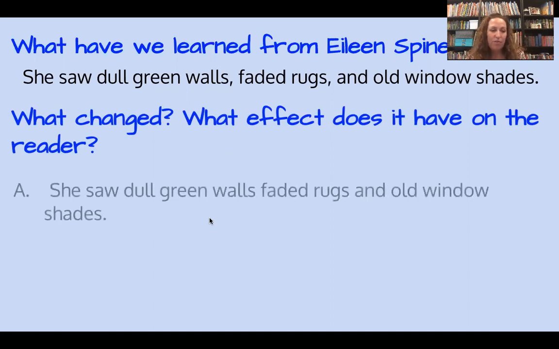So let's take a look at this first one. What changed here? You're right. The commas are all gone, right? So now if we read it, we don't have those commas to let us know that things are being separated. So now it reads, she saw dull green walls faded rugs and old window shades. There's no breath. There's no separation. It kind of all runs together. As a reader, I'm kind of confused as to what goes where. And so as a writer, we want to use those commas to help our reader separate what we're talking about.